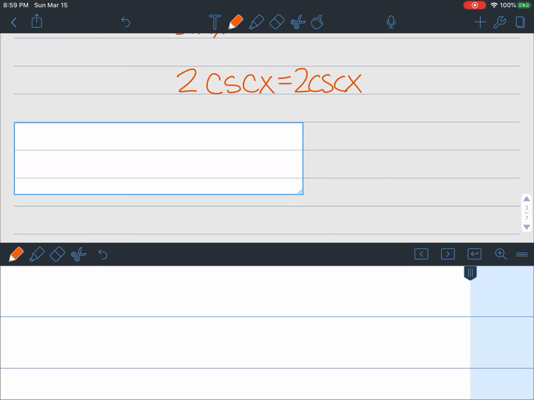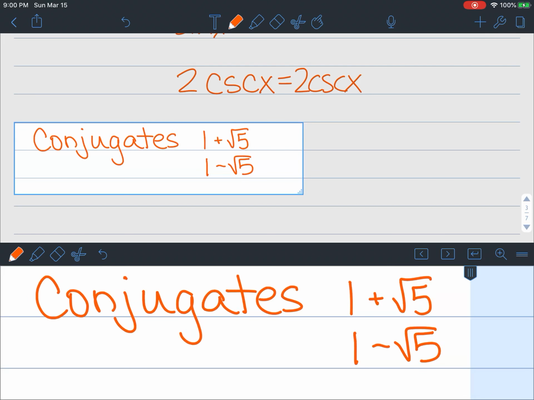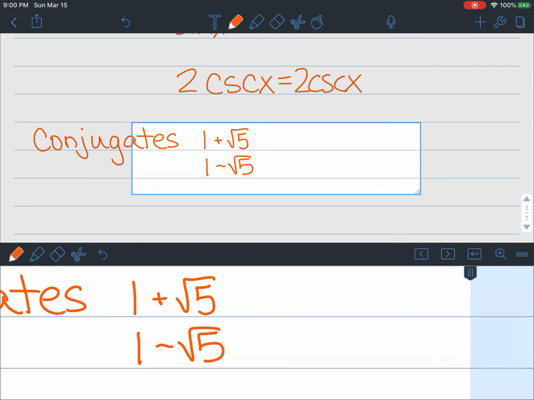Okay, this next problem we're going to do uses a tip that is on our list that we made last week, but I don't think we've actually done one like this. And this is using conjugates. Conjugates, we usually use them with either imaginary numbers or square roots. A conjugate is something like this. If we had 1 plus square root of 5, then the conjugate would be 1 minus square root of 5.